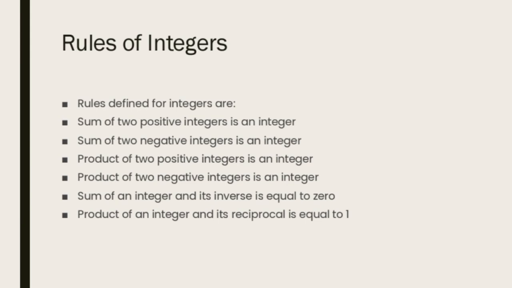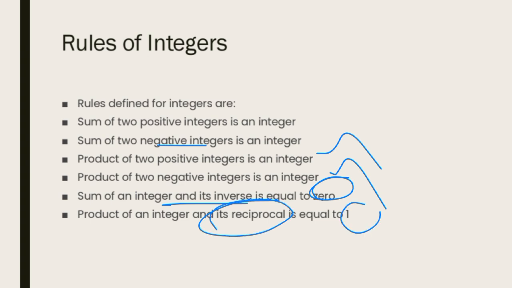Rules of integers. Rules defined for integers are: the sum of two positive integers is an integer. The sum of two negative integers is an integer. The product of two positive integers is an integer. The product of two negative integers is an integer. The sum of an integer and its inverse is equal to 0. The product of an integer and its reciprocal is equal to 1.